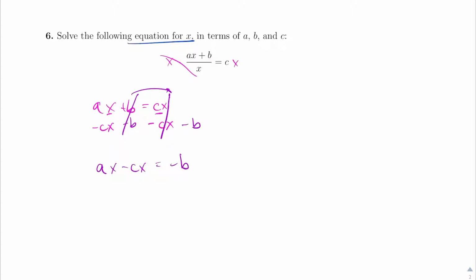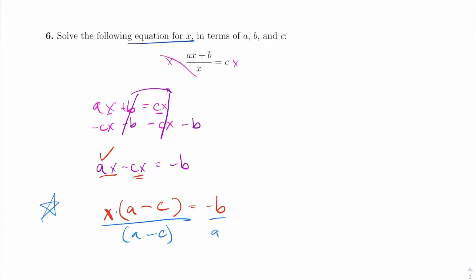So the moment of insight that we have here is, because this term and this term have x in common, we could use the greatest common factoring method to factor out that x. Now x times a would give us ax, and x times negative c would give us negative cx. Now this is the best equation we've seen so far to solve this problem, because we have just a single x there. So in order to get rid of times a minus c, we have to divide by a minus c on both sides of the equation. This gives us x equals negative b over a minus c.